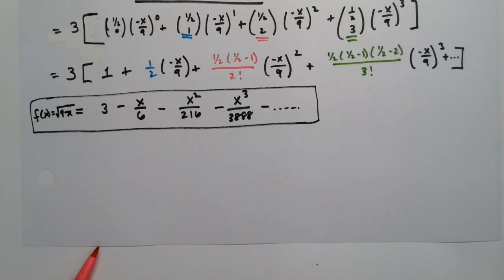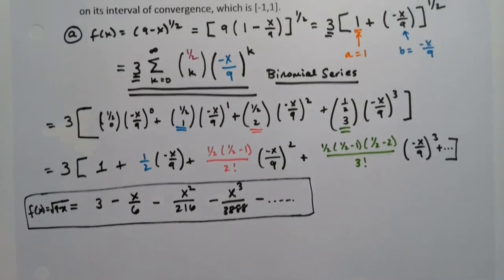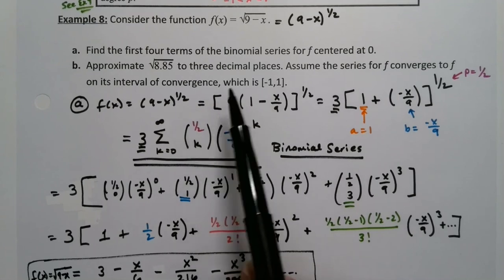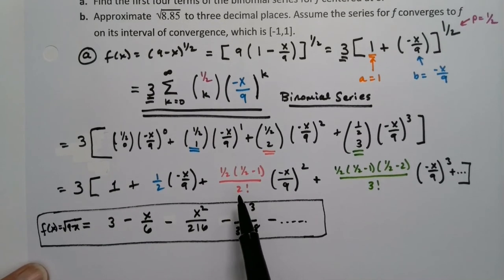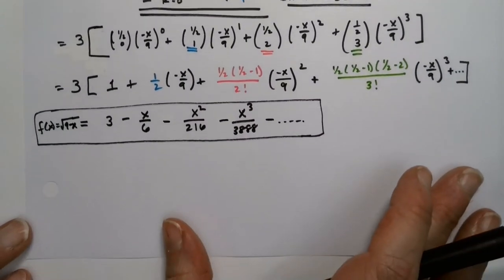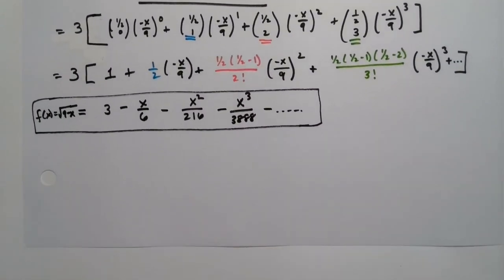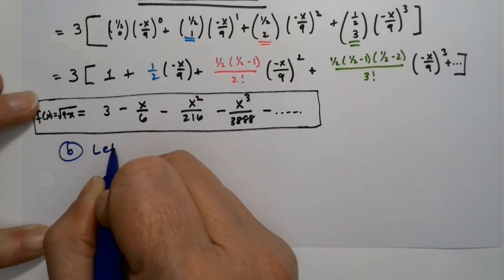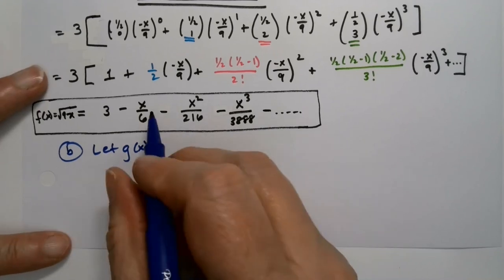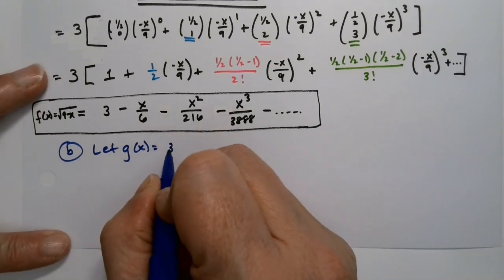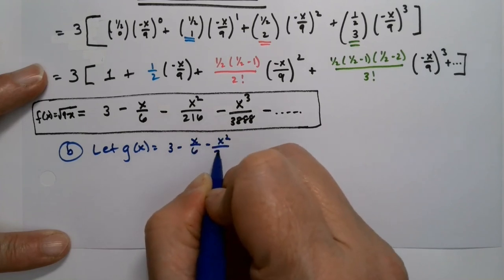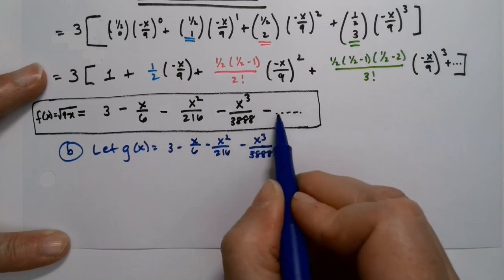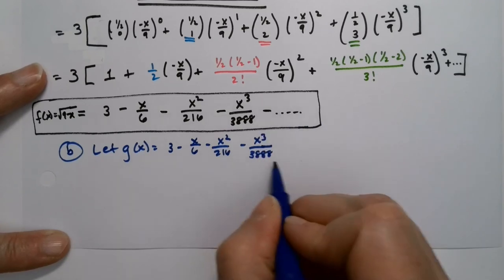So now we want to approximate square root of 8.85 to 3 decimal places, assuming that the series for f converges to f. So this series that we just invented here, assuming that that converges within that interval of convergence. All right, so for part B, we'll let g of x, which is what we're going to use to make this approximation, be 3 minus x over 6 minus x squared over 216 minus x cubed over 3888. And we're going to stop right there. We're not going to keep going with the dot, dot, dot. So that's the first 4 terms.